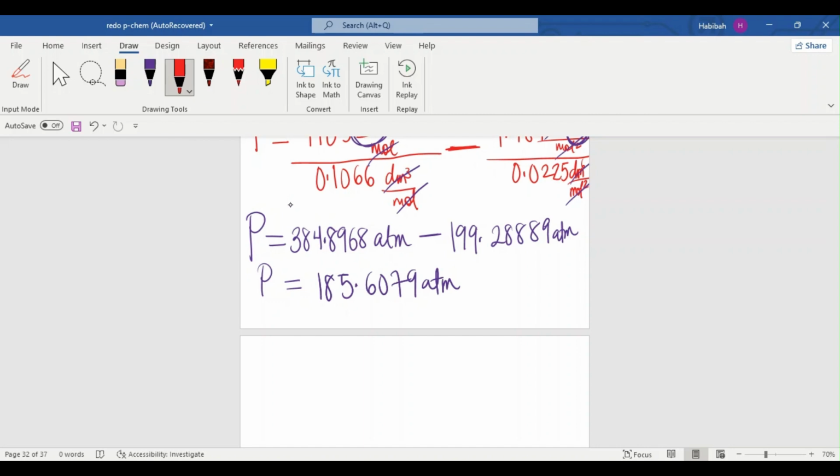So approximating to 2 sig figs right here, I'm going to do it in scientific notation. So what I end up with is pressure is equal to 1.9 times 10 raised to the power of 2 atmosphere. So this is basically the answer to this question. 1.9 times 10 raised to the power of 2 atmosphere. So yeah, that's it. That's basically the answer.